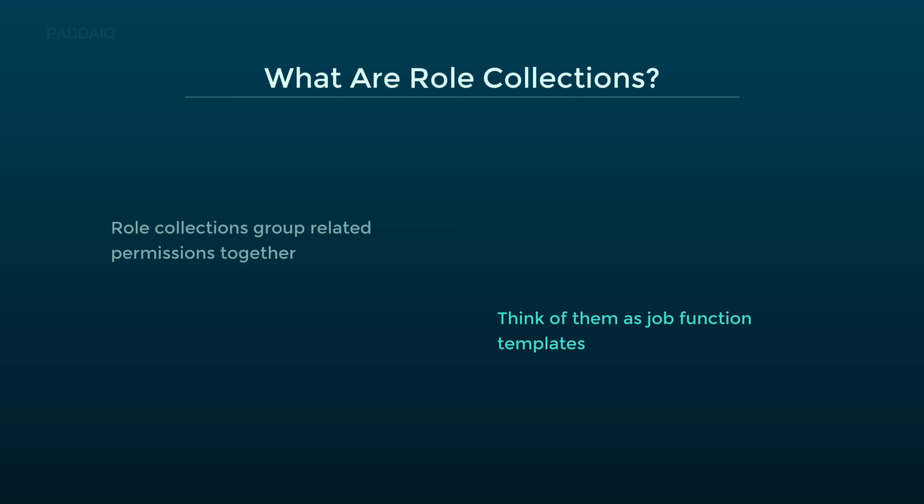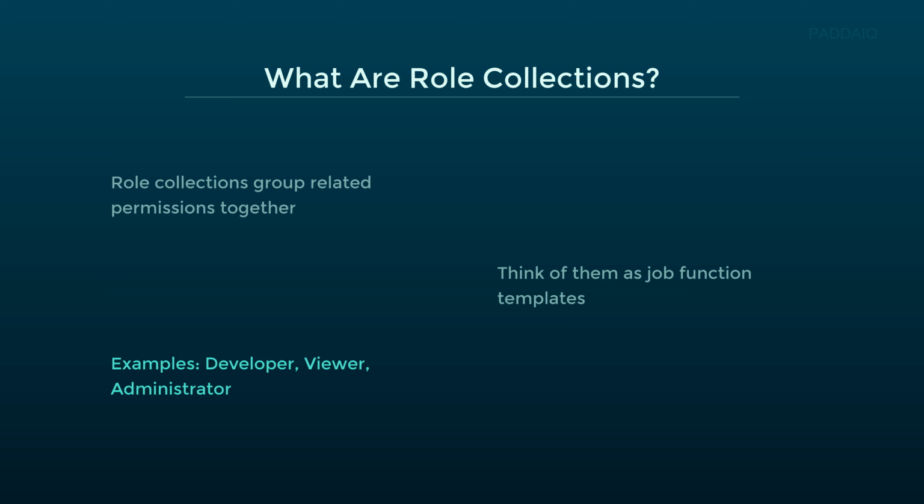Think of them as job function templates. They bundle the specific authorizations needed for a role, like permissions to view reports or approve purchases. For instance, a financial analyst role collection would grant access to budgeting tools and transaction data. This simplifies assigning standardized access across your organization efficiently.